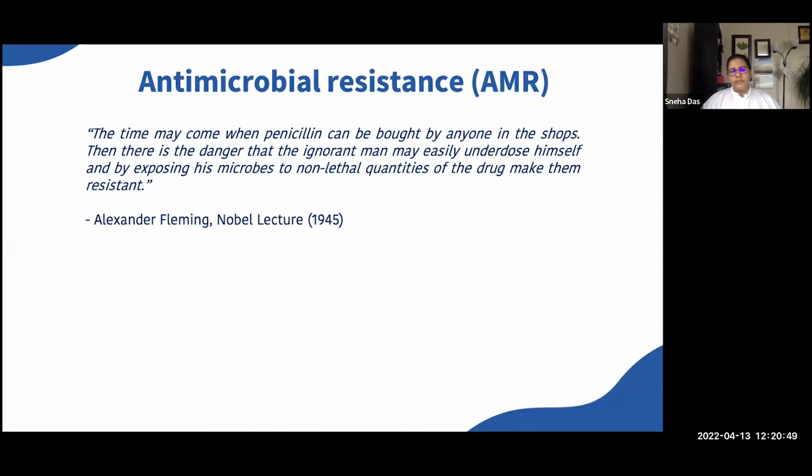So now coming to the issue of antimicrobial resistance. In fact, Fleming saw antimicrobial resistance occurring really early on. In his Nobel lecture in 1945, he mentioned that one of the dangers he feels is that an ignorant man may easily underdose himself and, by exposing his microbes to non-lethal quantities of the drug, make them resistant. So even back then, he feared that antimicrobial resistance would occur, and that is the case that we see today.